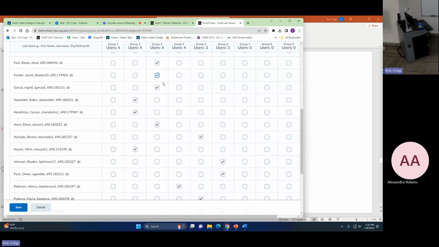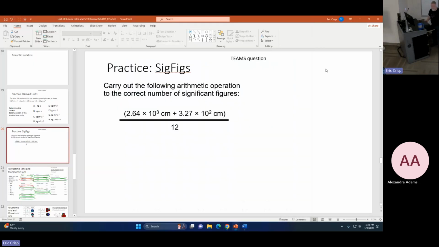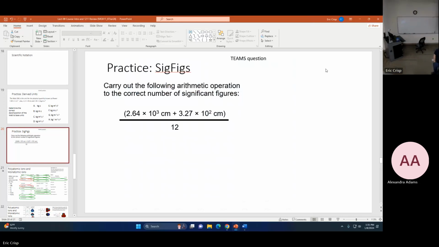All right, start working this problem out. If you found your lab group, start working this guy out. You're practicing the sig-figs.